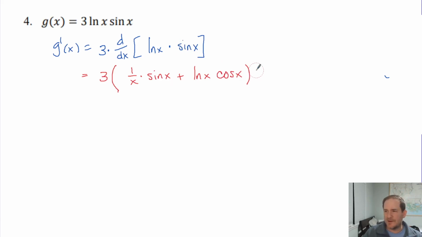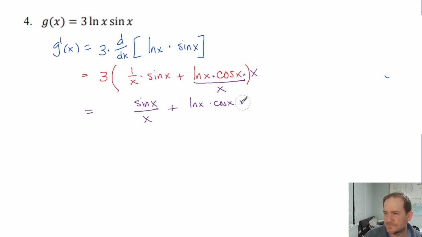And now what? I guess what we got to do here is see this as a sine x over x. And then this guy needs to be over x too. So we need a common denominator. So if we multiplied by x over x, then we would end up with ln of x, cosine of x, and x in the numerator. And that would be all over x. But that would allow me to combine everything down now into a single big old fraction.